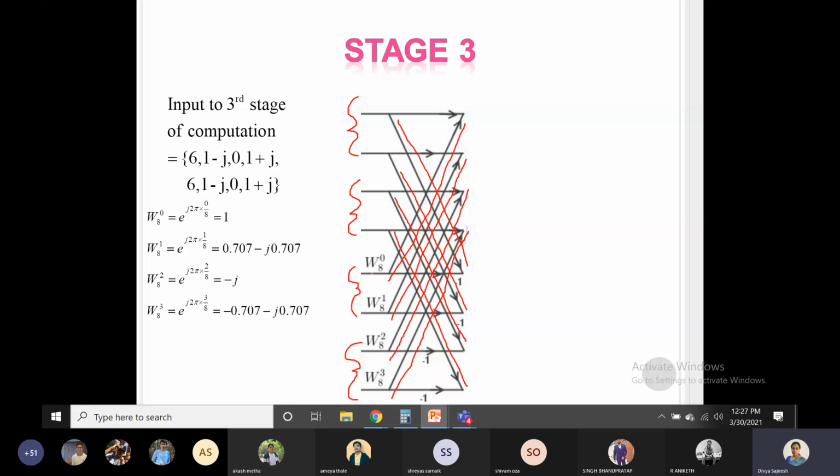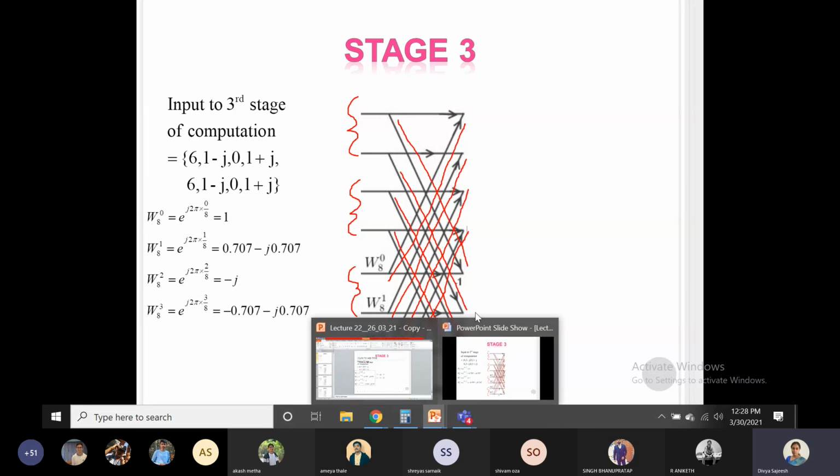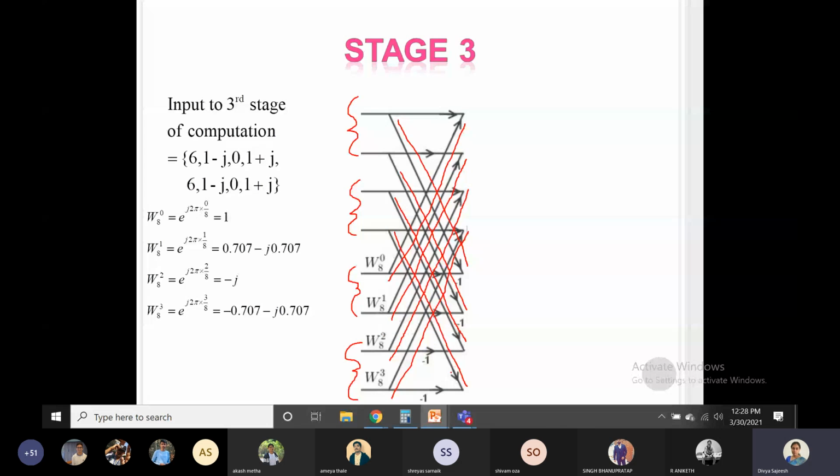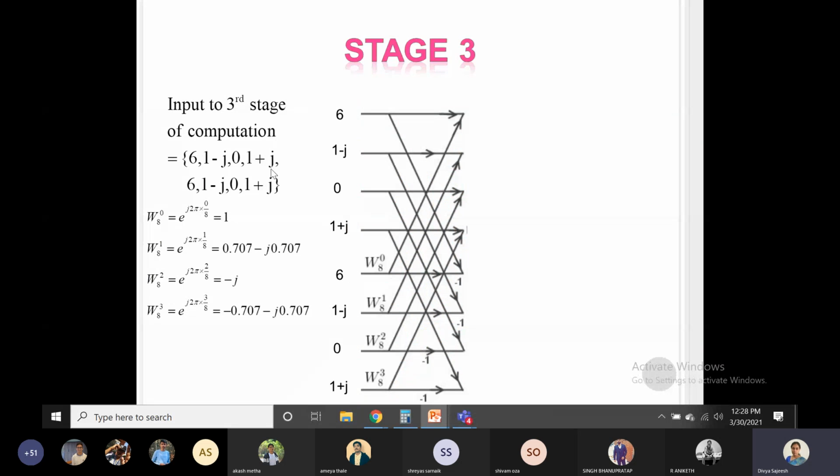Okay. So first one will be W8 raised to 0, W8 raised to 1, W8 raised to 2 and W8 raised to 3. And a -1 also has to be inserted in the last 4 branches. So the last 4 branches will have a multiplication factor of -1, not the first 4. Okay. So let us insert the input to this. What are the inputs here? 6, 1 minus j, 0, 1 plus j. The same thing will be there for the next 4 also: 6, 1 minus j, 0 and 1 plus j. So this will be inserted at the input stage.